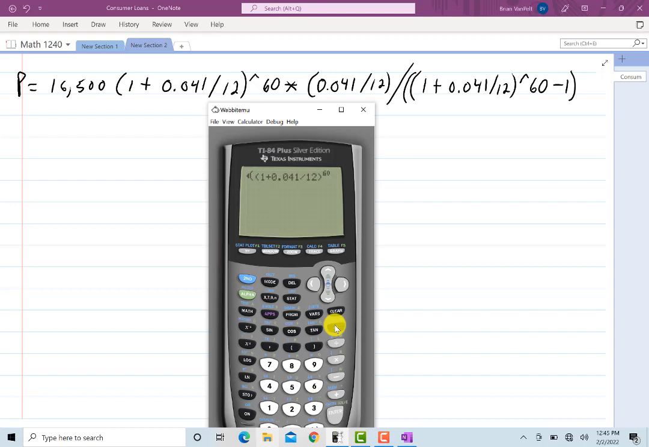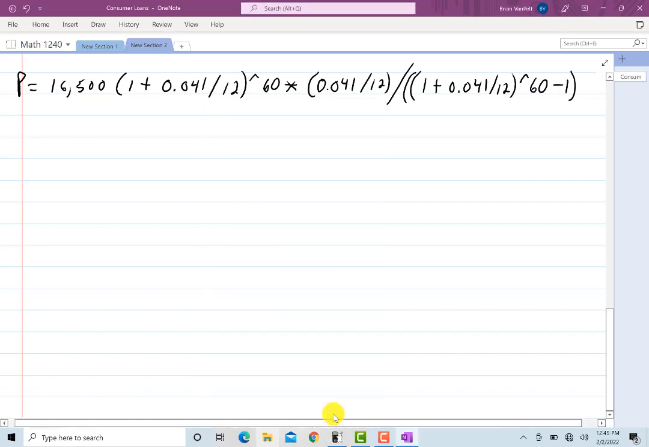Bring it down. Minus 1. Finish the parenthesis of the denominator, and let's see what we get. I get about 304.62. So yeah, this is roughly equal to 304.62. So your payments are $304.62 every month.